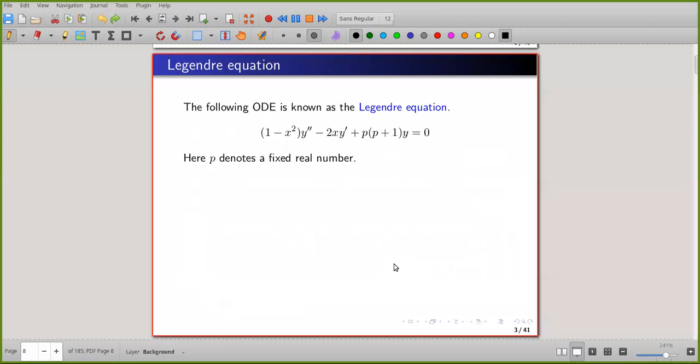Okay, so today we will do a special equation, and that's called the Legendre equation.